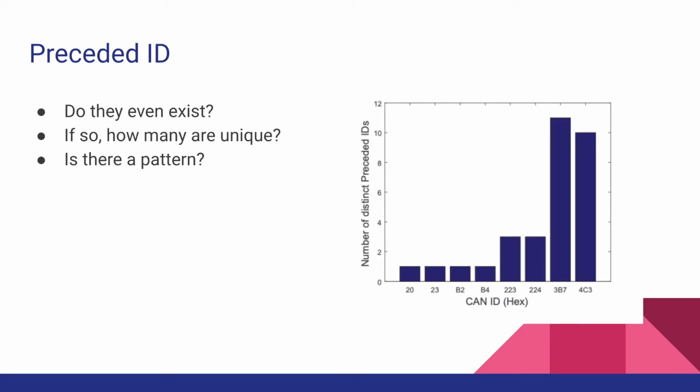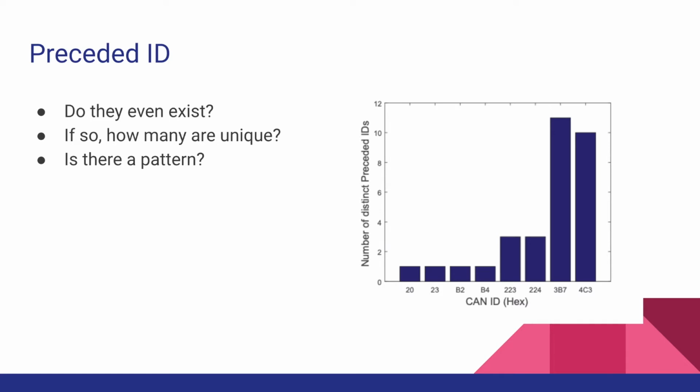Nodes that have either lost arbitration or have a new message buffered while the bus is busy attempt to transmit the message as soon as the bus becomes idle. Thus, a preceded ID is defined as the ID of the message that has completed its transmission right before the victim tries to send its message. But that brings in the question we need to consider: do preceded IDs even exist? And if they do exist, how many of them are really unique? And if so, is there a pattern that the attacker can use to take advantage of the situation?